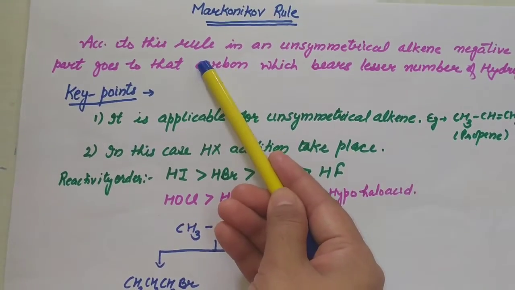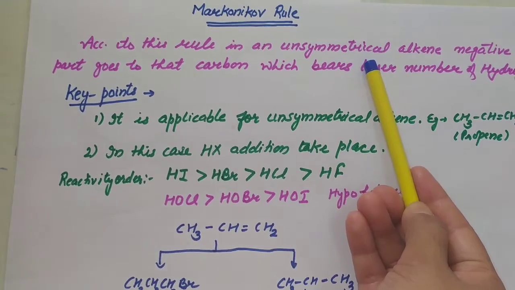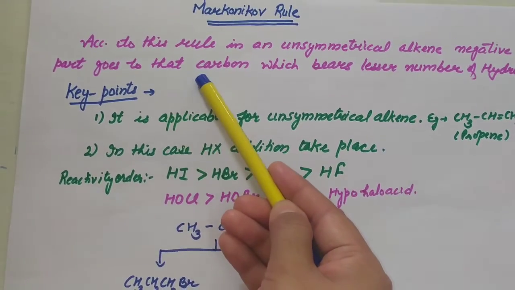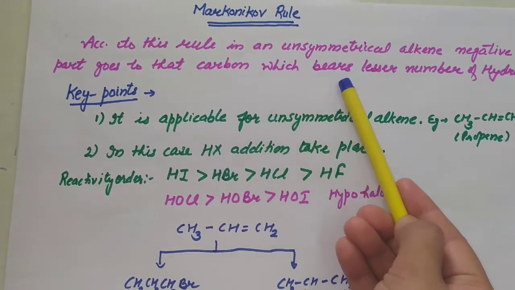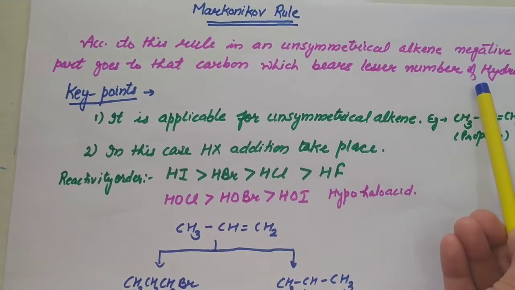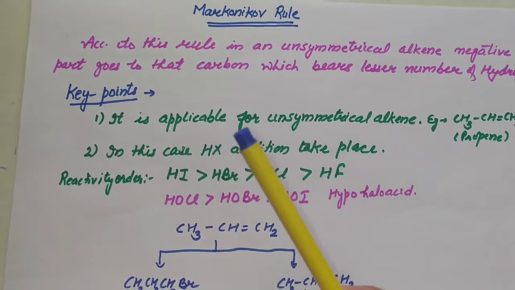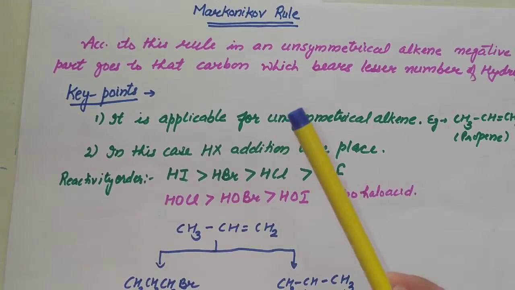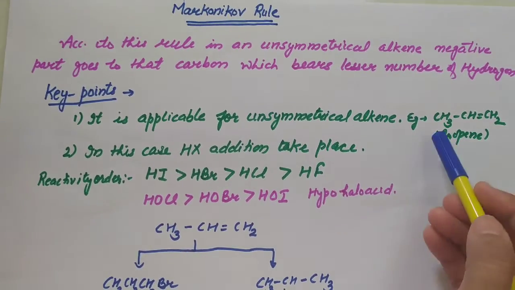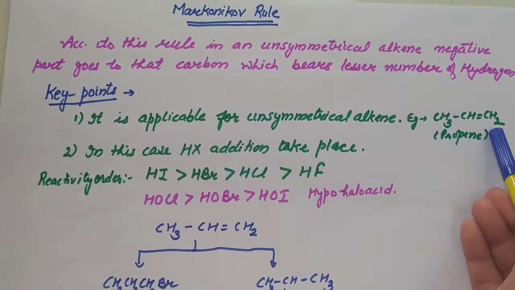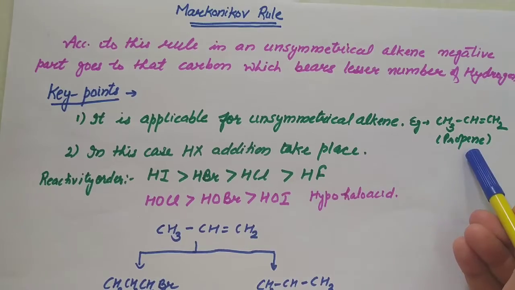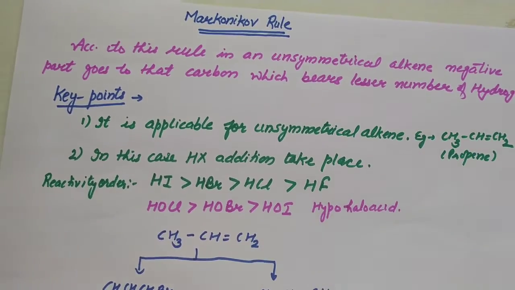Firstly, what is the Markovnikov rule? According to this rule, in an unsymmetrical alkene, the negative part goes to that carbon which bears the lesser number of hydrogen. Which means if we take an unsymmetrical alkene, for example CH3 CH double bond CH2, it is known as propene. This alkene is an unsymmetrical alkene.